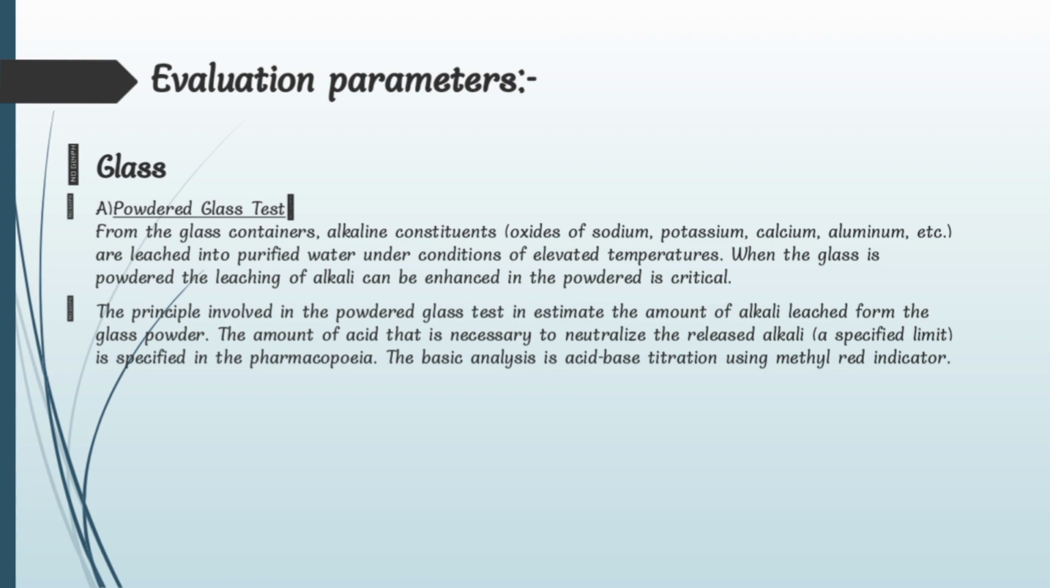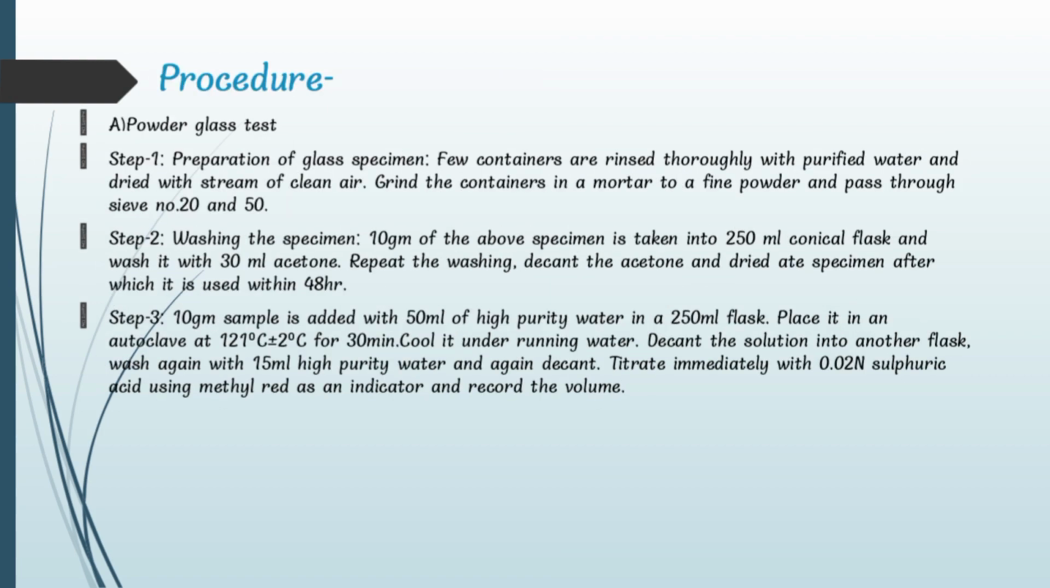The principle involved in the powder glass test is to estimate the amount of alkali leached from the glass powder, by the amount of acid that is necessary to neutralize the released alkali. A limit is specified in the pharmacopoeia. The basic analysis is acid-base titration using methyl red indicator.